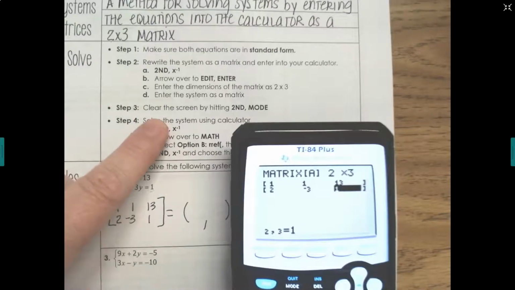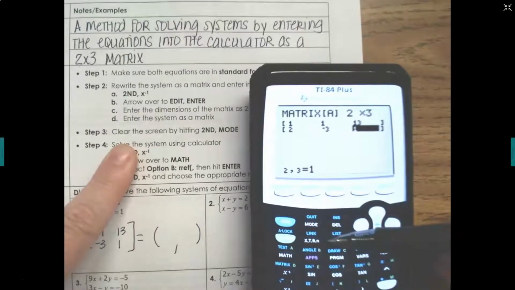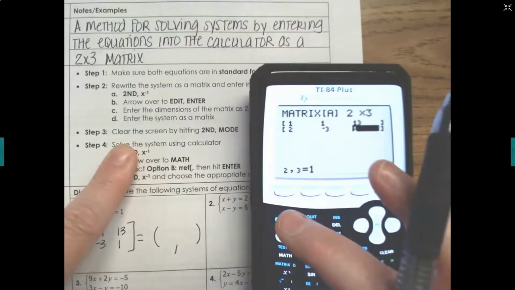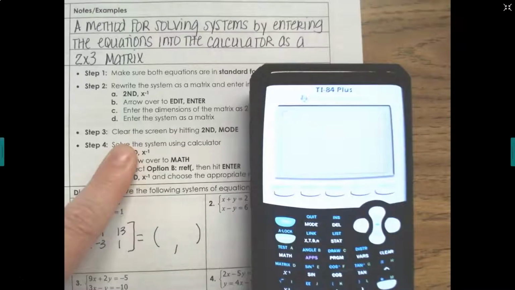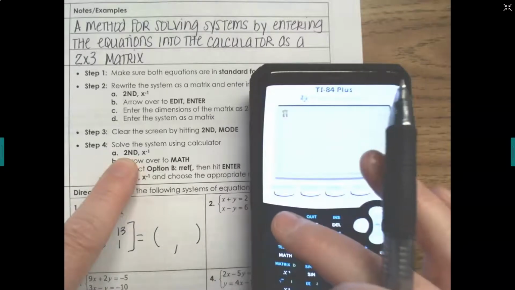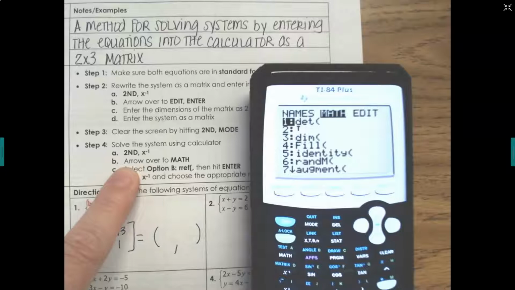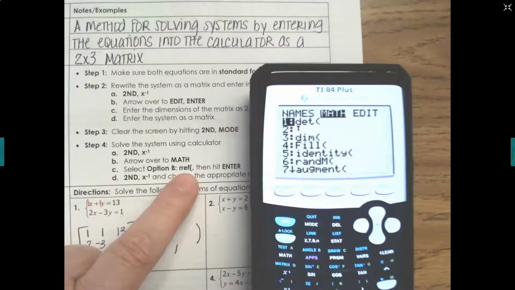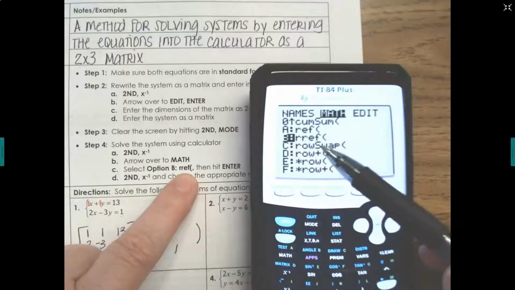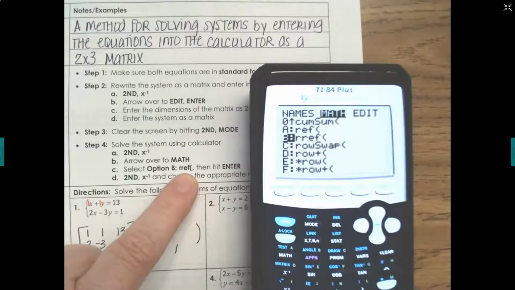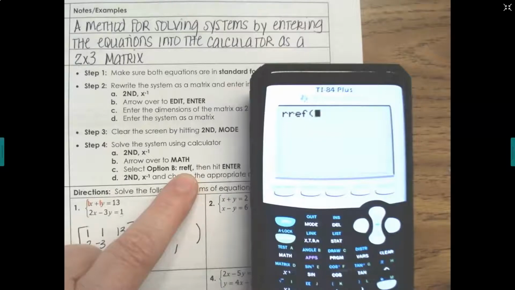Step 3, clear the screen by hitting second mode. Mode is right here next to the second button. It's really so we can quit. Second mode is quit, and we should go to a blank screen. Now we're going to actually solve this system. So press second x to the negative 1 again, so we go back to our matrix menu. Arrow over to math, because now we're going to do some math. We're going to select option B, which is RREF parenthesis. I like to arrow up, it's a little bit faster. Option B, RREF parenthesis, and press enter.